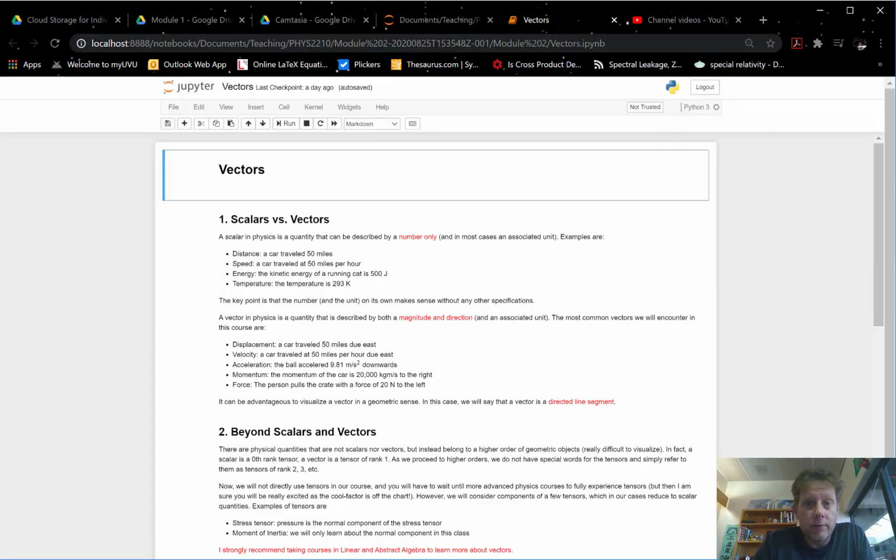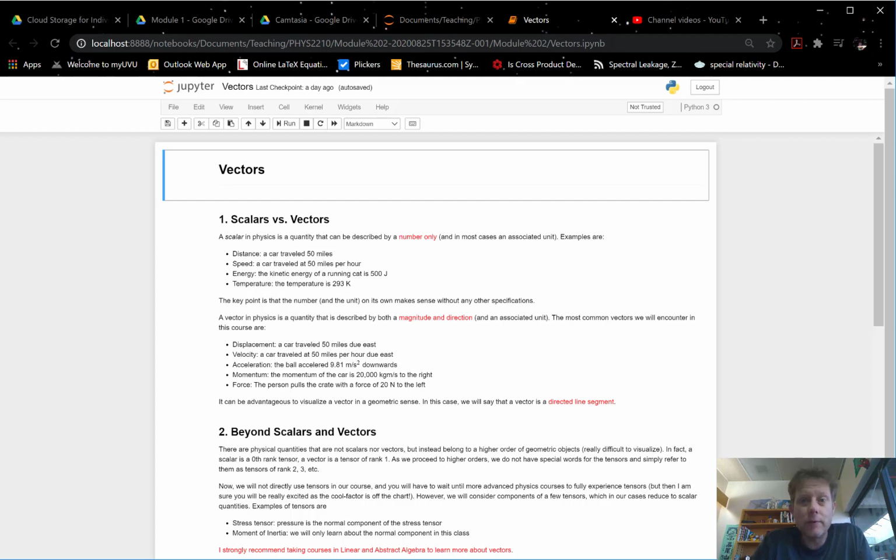In this little introduction here, we'll just introduce vectors very briefly. We are in the class going to focus on predominantly two different kinds of quantities. These are scalars and vectors. A scalar is a physical quantity that can be described by a number only, and usually a unit, of course.